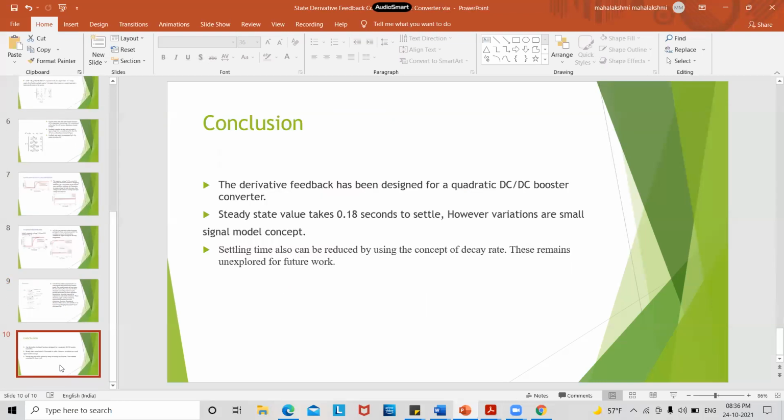So finally, the conclusion of this project: the derivative feedback has been designed for a quadratic DC to DC boost converter, and it takes a steady value, that is always 0.18 seconds to settle. However, the variations are always very small. Settling time can also be reduced by using the concept of decay rate. This remains unexplored for future work. Thank you.